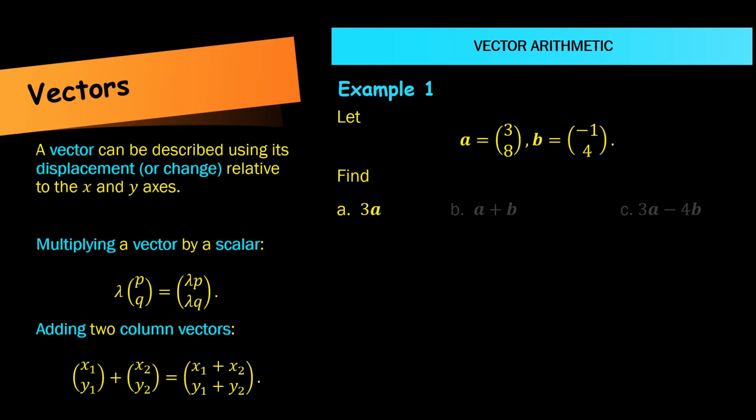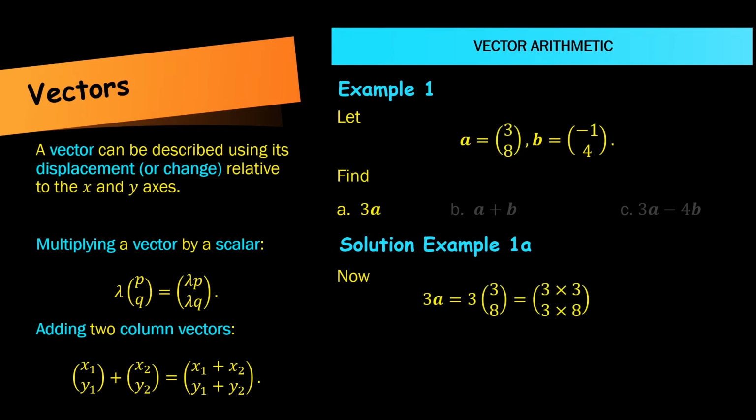So let's solve part A first. We are required to find 3a. So 3a equals 3 times (3, 8). We multiply the x and the y components by 3. So 3 times 3 and 3 times 8, to give (9, 24).